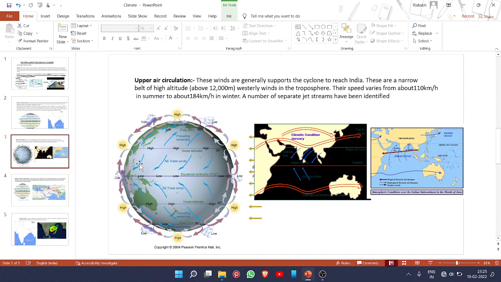ठीक है ना? It is known to us that the direction of wind, the wind starts from the high pressure and goes towards the low pressure. Now see, high is written over here. High is written over here.